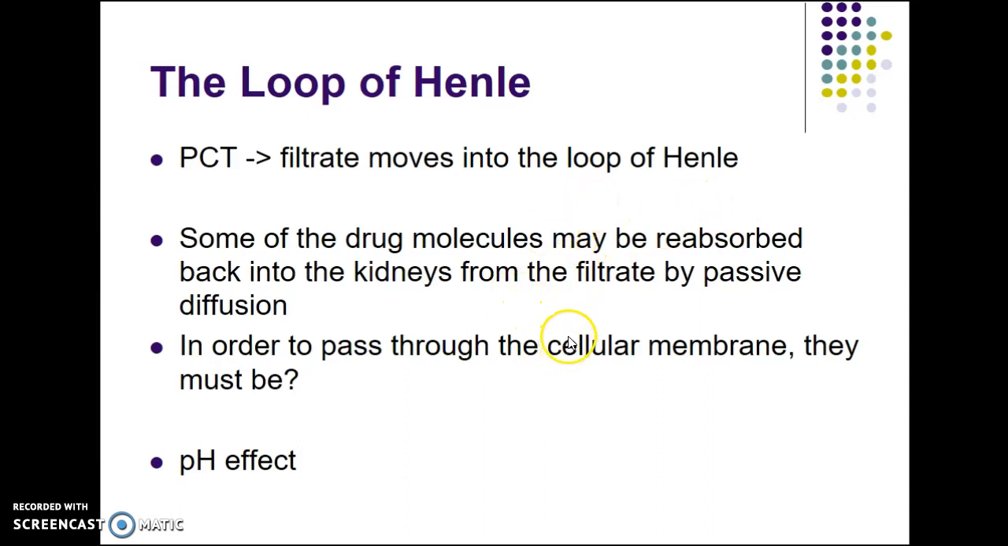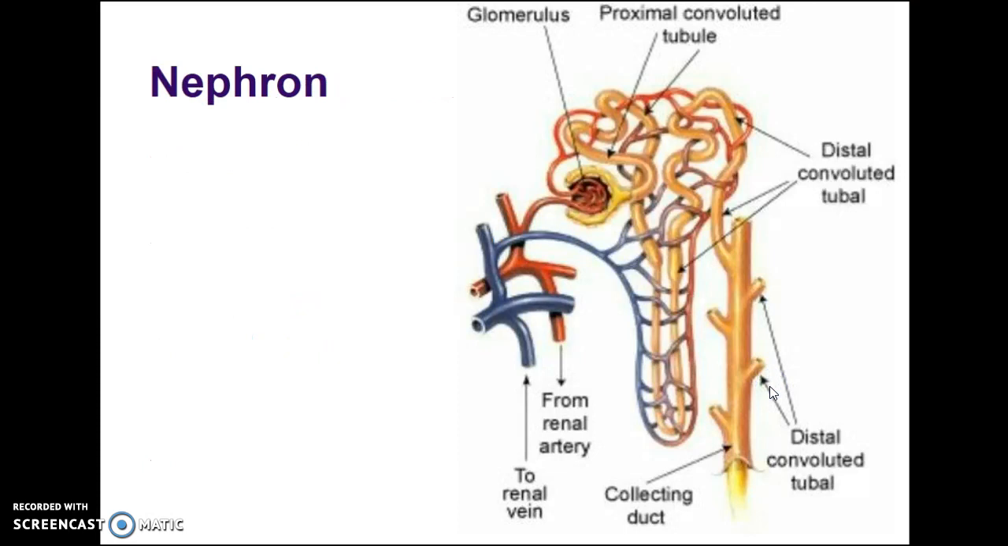Sometimes if we are trying to keep drugs in the loop of Henle so that they're excreted, we can change the pH of the urine for certain toxins and keep them in there, and then they'll be passed out past the distal convoluted tubule and then into the collecting ducts. But they must be lipophilic if they're going to passively diffuse back into the blood system and be reabsorbed.